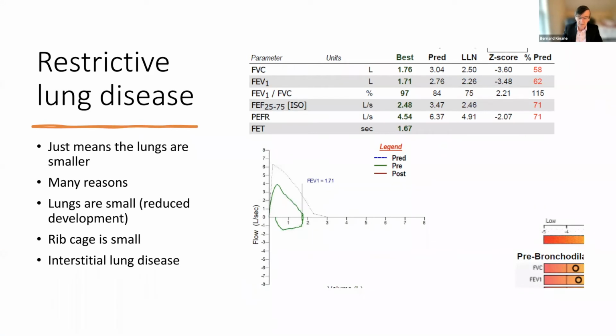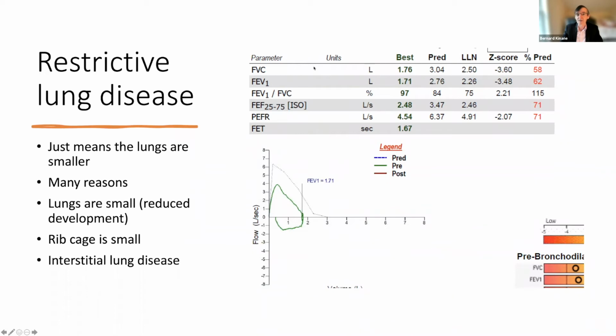Now, the other form of lung disease that you see all the time, and we talk about all the time, is restrictive lung disease. This is a very confusing concept for most of us. Restrictive lung disease just means the lungs are smaller. Okay, they're just smaller. Smaller means that you take in or blow out a below average amount of air. Now, this is a patient with Myhre syndrome here.